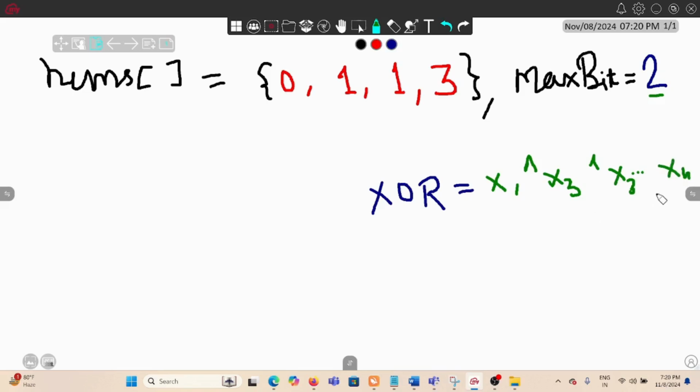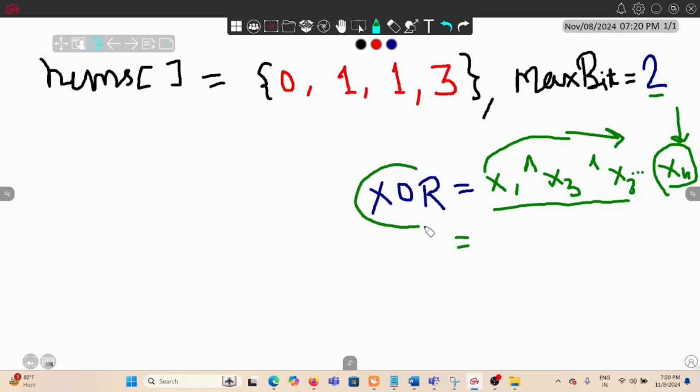Suppose I am removing one number from here. How would we calculate the XOR? One way is to calculate the XOR of all the numbers starting from the first till xn minus 1, but that will take O of n every time. So overall, we want to do something better. What we can do is take whatever XOR value we have already calculated.